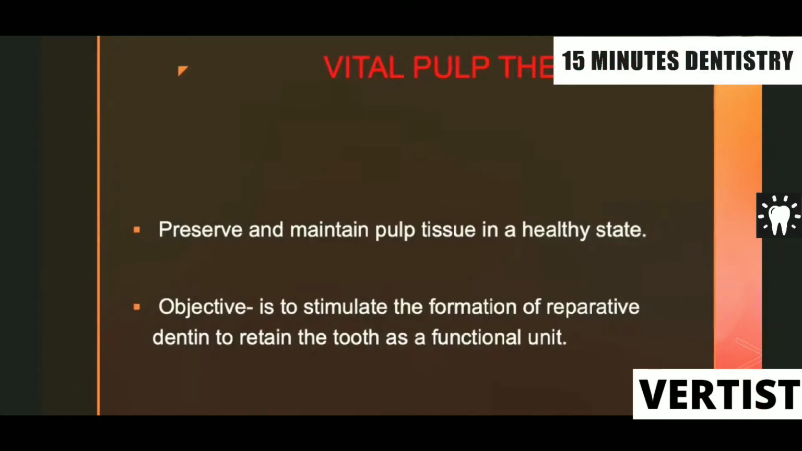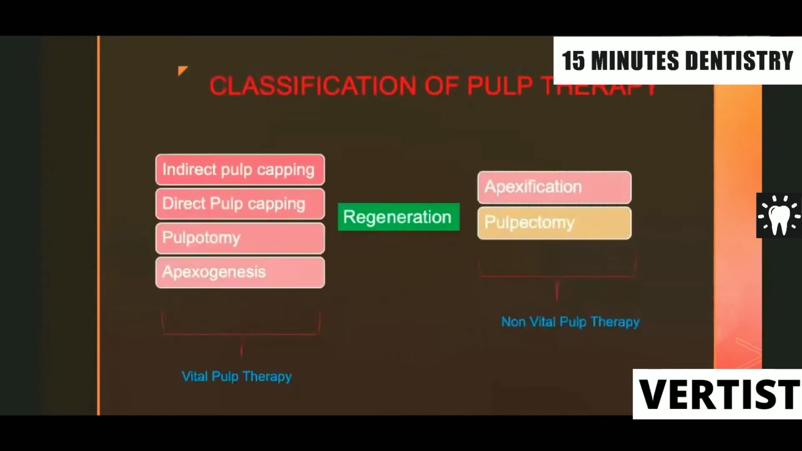So the main aim of vital pulp therapy is to preserve and maintain the pulp tissue in a healthy state, and its objective is to stimulate the formation of reparative dentine to retain the tooth as a functional unit. The different pulp therapies are indirect pulp capping, direct pulp capping, pulpotomy and apexogenesis, which definitely become vital pulp therapy. The non-vital therapy can be apexification and pulpectomy, and now we have regeneration also, right?